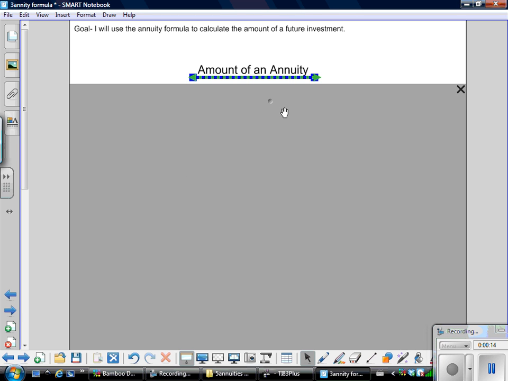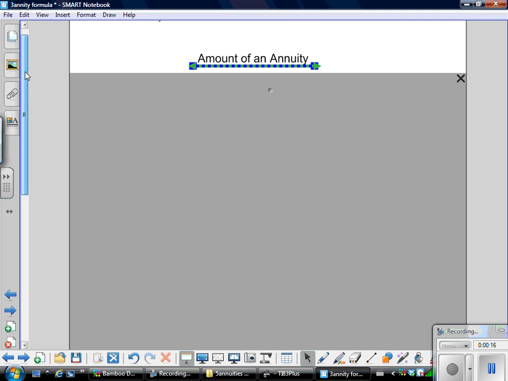Okay, today we have a goal, and it says: I will use the annuity formula to calculate the amount of a future investment. So what on earth is an annuity? No, I did not make up the word. So, amount of annuity.